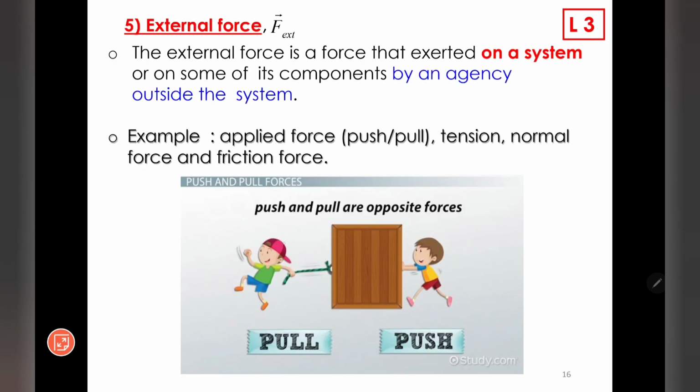So this boy just pulled the object, isn't it? So the force exerted now is the pulling force. And then the second boy just pushes the box. So the force exerted on the box now is the pushing force. And this is our pulling force, and this is the pushing force.